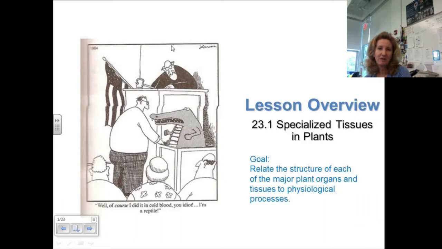All right, moving on to chapter 23, and the first lesson is 23.1. And we're talking about specialized tissues in plants.